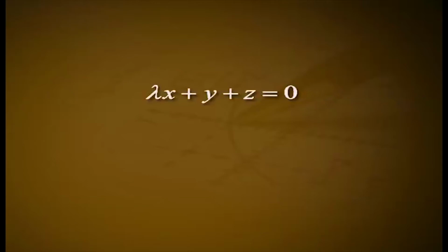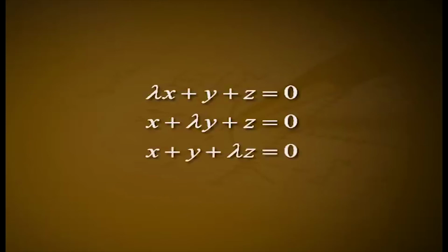Example 4. Solve the system of equations: λx + y + z = 0, x + λy + z = 0, x + y + λz = 0. Solution. Clearly, the system has the trivial solution. We search if there is any other solution.